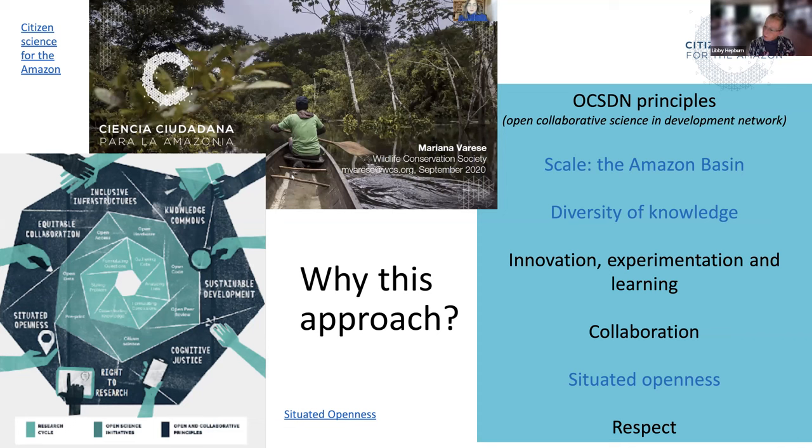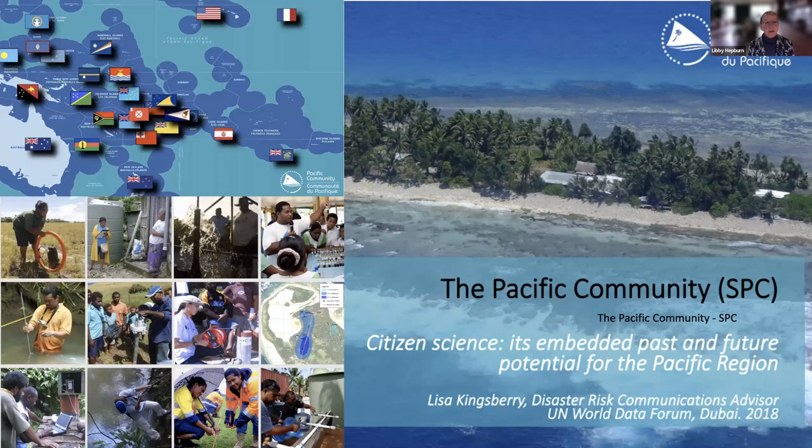So data is as open as it can be, but it gives privacy when necessary, and it can be a complex project. So that to me is a really good example of what citizen science can do.